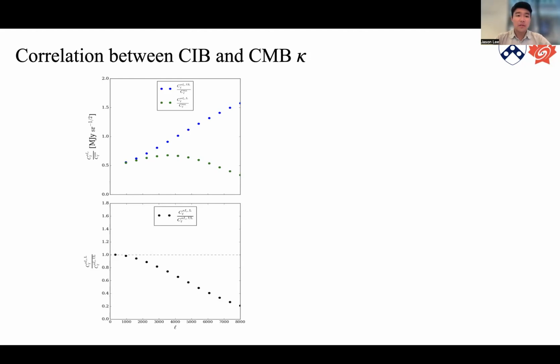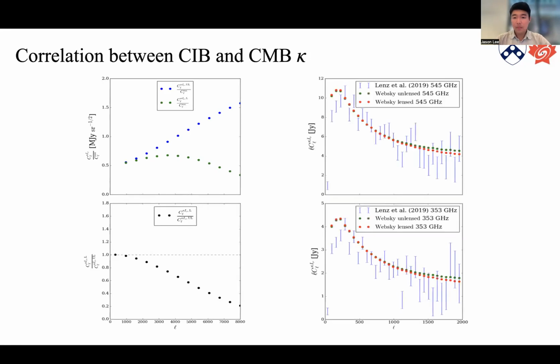But how come we have not detected this yet? On the right, I'm showing you the plots where we have overplotted the Planck error bars, and you can clearly see why we still have not detected it yet. But we believe that the story could be potentially different for Simons Observatory and CMB-S4, where the precision is much better.